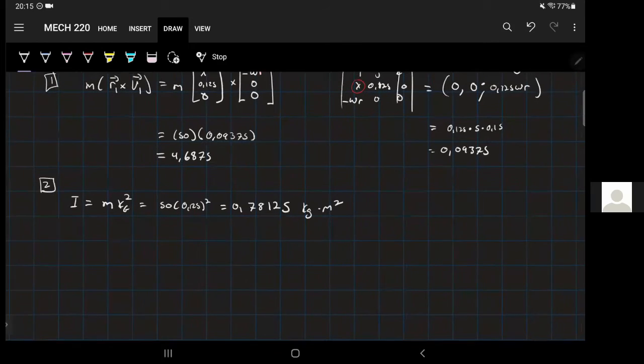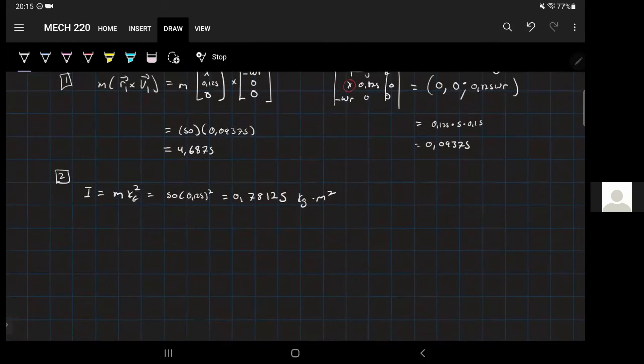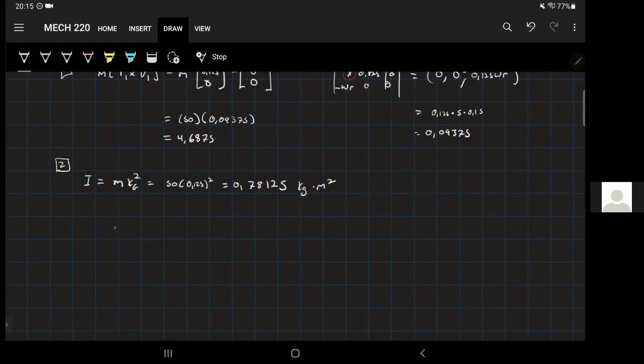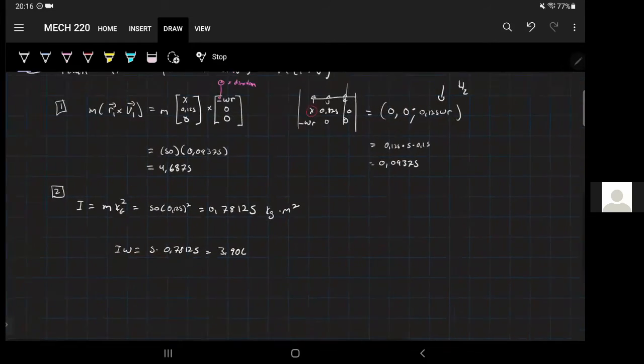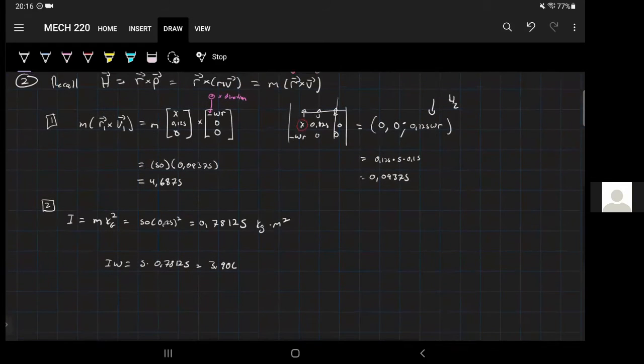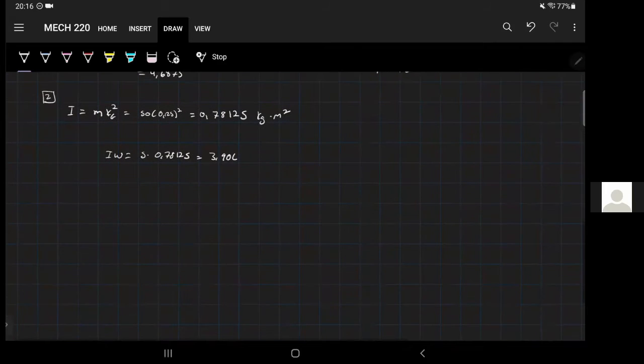All right. And therefore, the rotational part is going to be I omega, which is 5 times 0.78125, which gives an answer of 3.906. All right, so right now I'm doing this as 2 separate steps, but usually you would just do this as one line. Basically, these two would be mixed together because these are going to be H1, the Z component of H1, right? And then similarly, I do this for the third one.